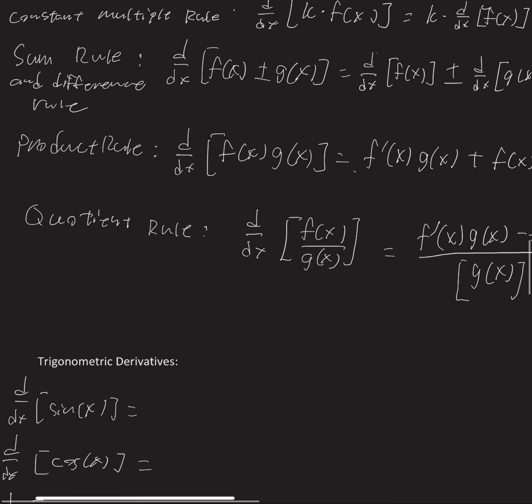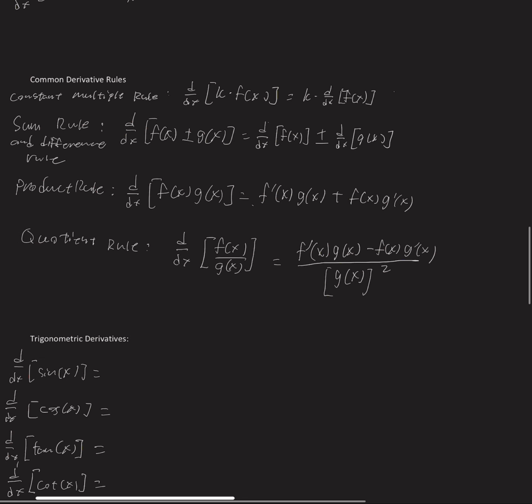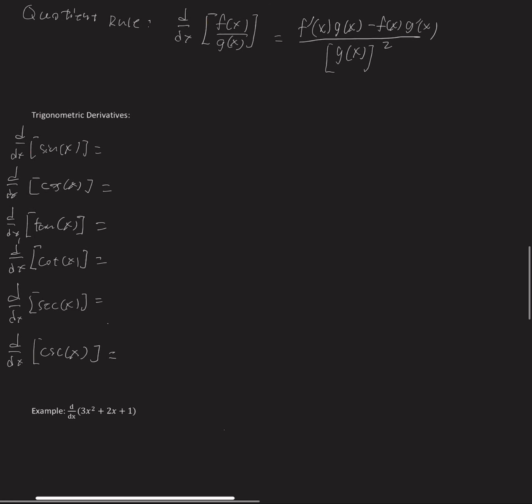Usually, if the denominator is really simple, let's say it's some function over x, I will actually write it as f(x) to the negative 1 to use the product rule to make it a little bit simpler, and to also speed up your calculation.